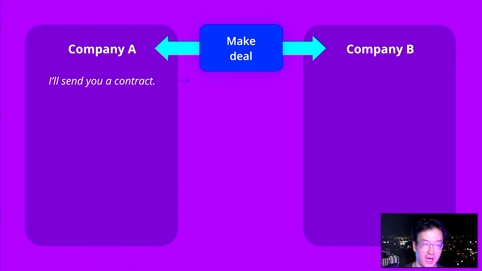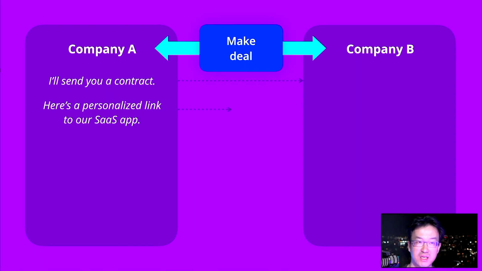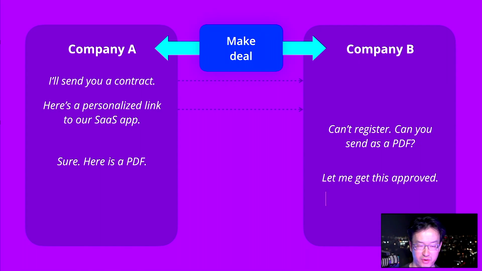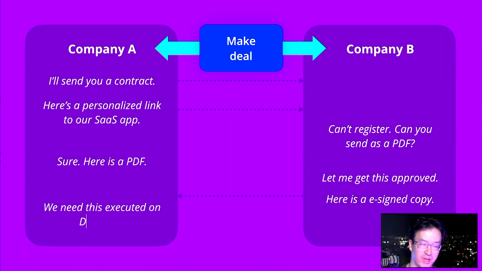So company A would say, I'll send you a contract to review, and here's a link to the SaaS app to give you a quote. And then company B is like, I can't even view this thing. Can you send me a PDF? And they say, hey, here's a PDF. And they would say, oh great, I can get it approved. I'll send you back the signed PDF. And then the other person says, I can't really accept the signed PDF like this. Can you do it on DocuSign? And then, oh my God, what a groan.